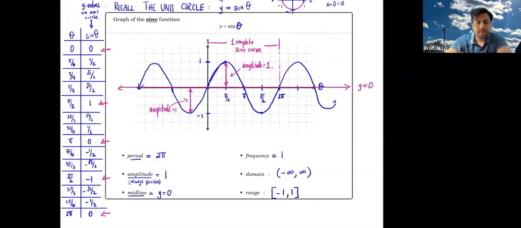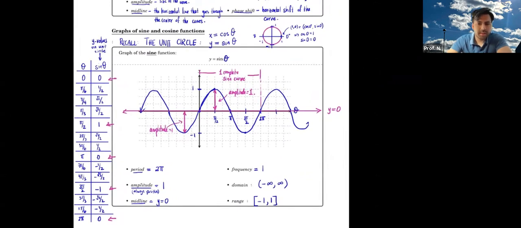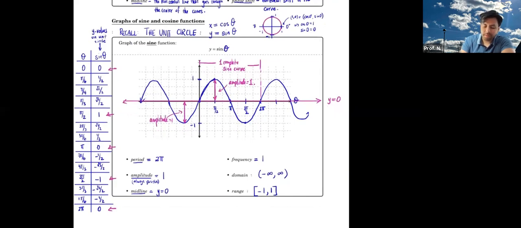Okay. Any questions about the sine curve? Does this make sense? Again, the sine curve represents the y values as you move along the unit circle in one revolution. My y values are going up, becoming 1, then slowly coming down. They become 0, then -1, then finally 0 when I make a full revolution around. So that's how we get it.